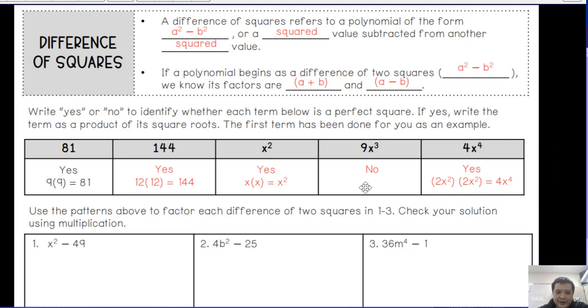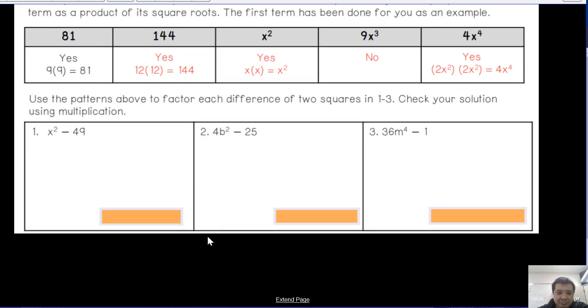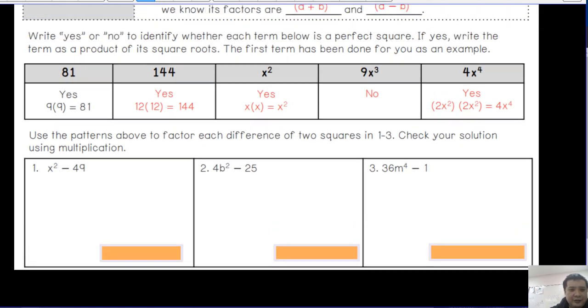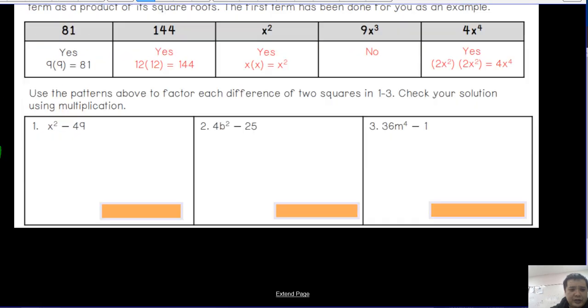So here, when it says use the patterns above to factor the difference of two squares in 1 through 3, check your solution using multiplication. Well, here we have a perfect square x squared and a perfect square of 49. Notice how this has to be subtraction in the middle. It's very important that it has to have subtraction in the middle. There is no such thing as the sum of perfect squares, so only the difference. So subtraction has to be.